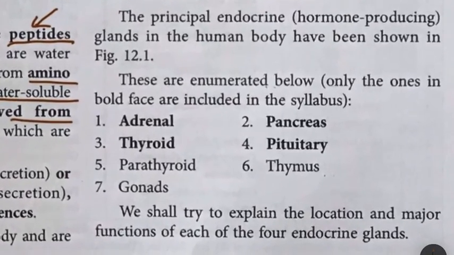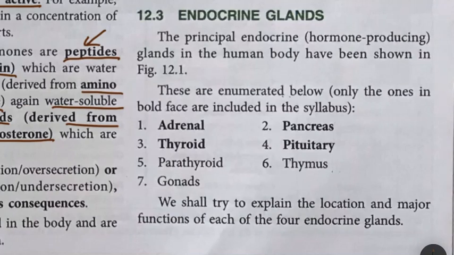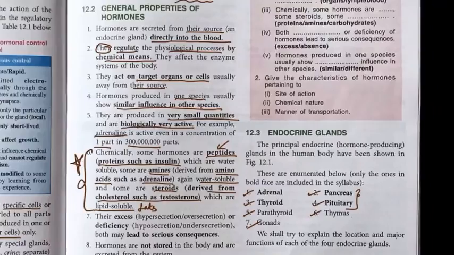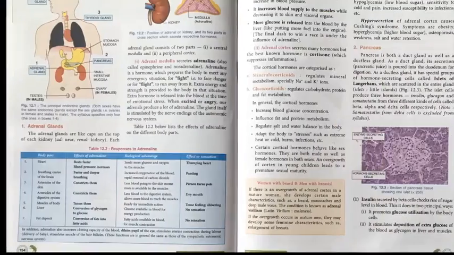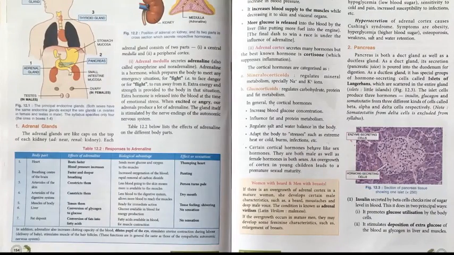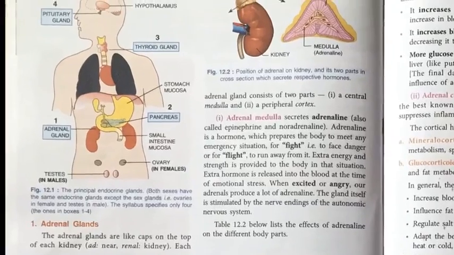Now, moving on to the endocrine glands. Okay, the main endocrine glands are adrenal, pancreas, thyroid, pituitary. You have only 4 in your syllabus, and the remaining 3 are parathyroid, thymus, and gonads. So we'll be learning about these different endocrine glands in detail, and also the diseases, or when there is hypersecretion or hyposecretion, what type of diseases they produce in the body.